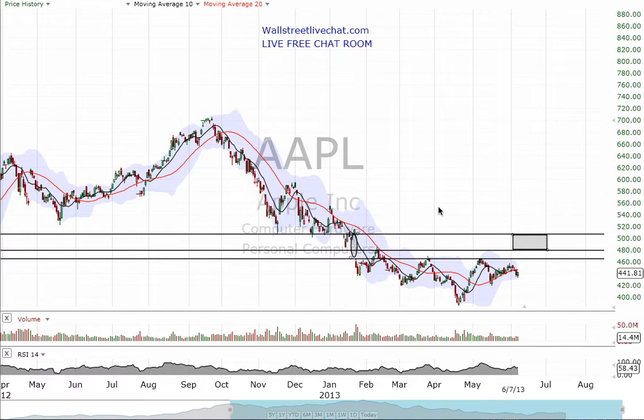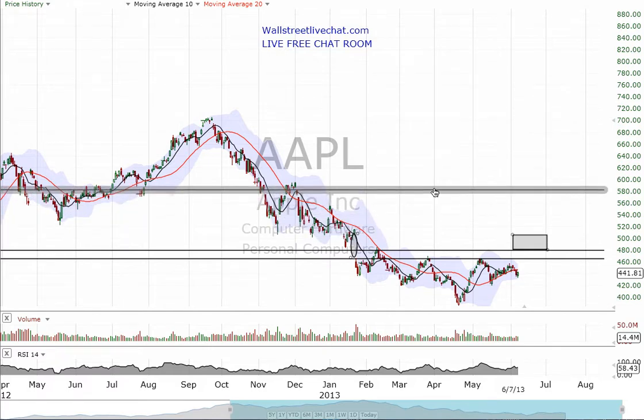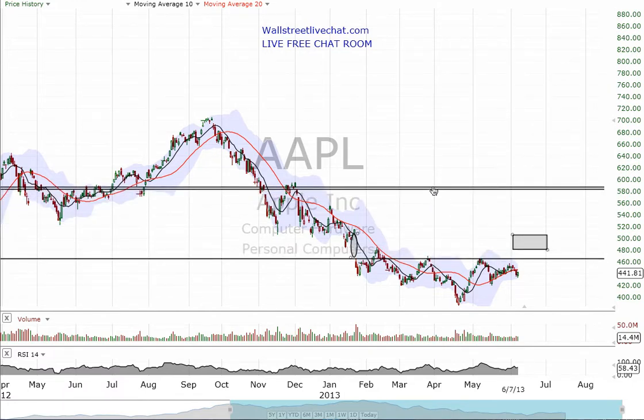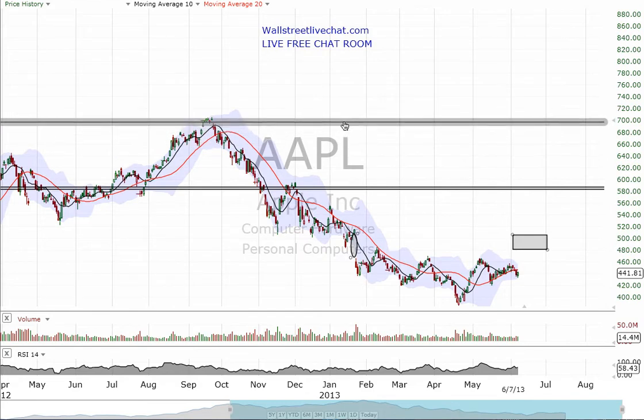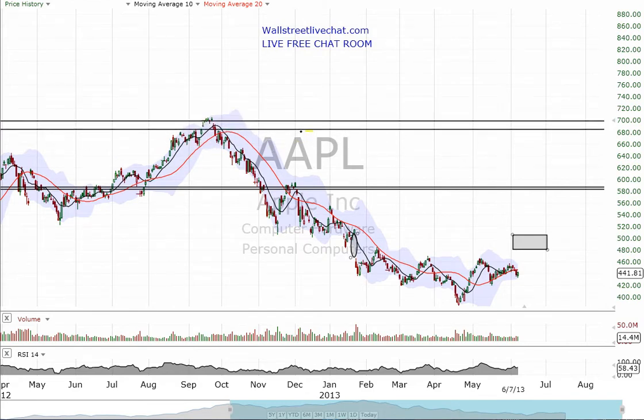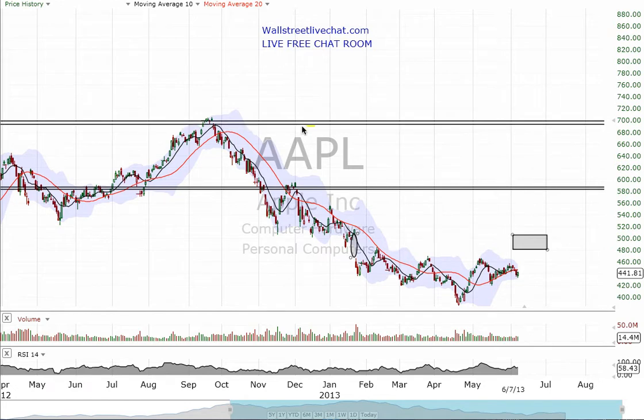We also have, up ahead on Apple on the upside, another gap way up here at 580. It's a little one, but it's there. And then we have another gap way up top at the last peak for Apple, Apple's all-time high, and that's up at the 700 area.